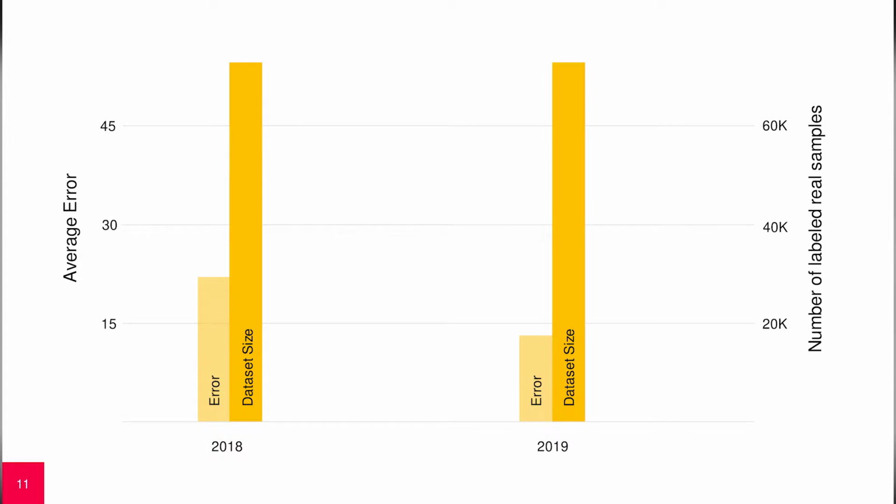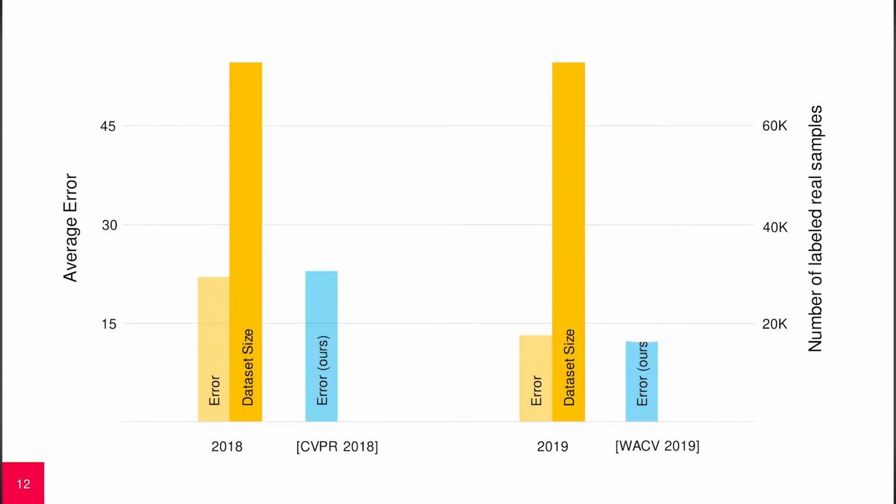So with these two works I'm going to present you, we usually achieved error rates in the same range, slightly better, slightly worse than the baselines or the state of the art at this time. But while the state of the art was using the whole data set, for this example about 80,000 samples, they were always using the whole data set to achieve these results.